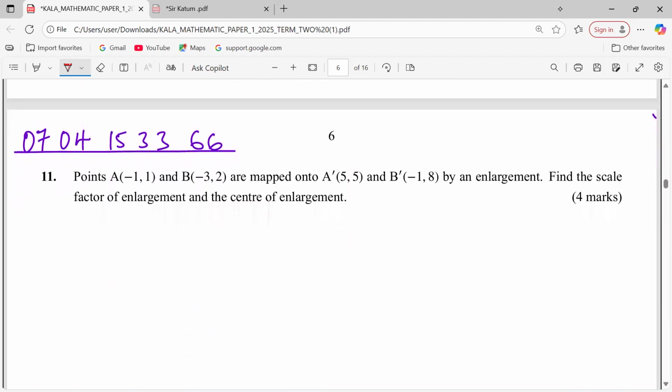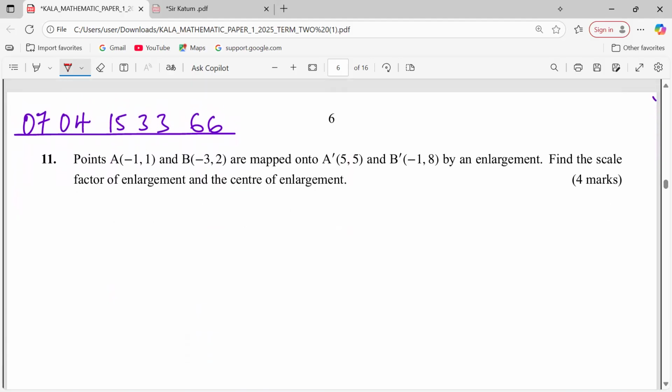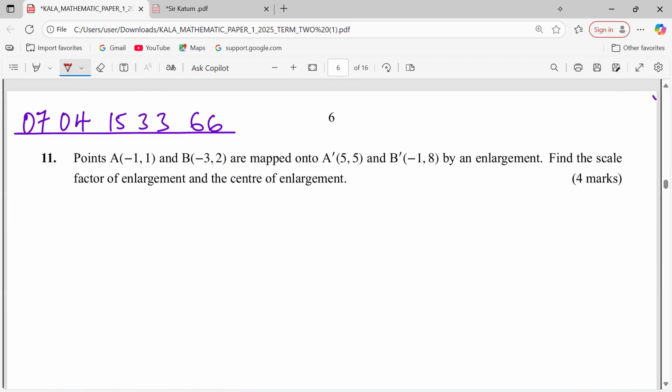Points A (-1, 1) and B (-3, 2) are mapped onto A prime (5, 5) and B prime (-1, 8) by an enlargement. Find the scale factor of the enlargement and the center of the enlargement. We can begin by doing this. Whenever corresponding lengths are transformed by an enlargement, there is usually a ratio that we call the linear scale factor of the particular enlargement.